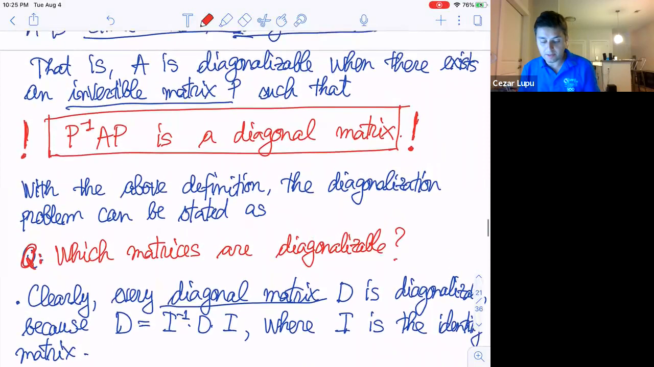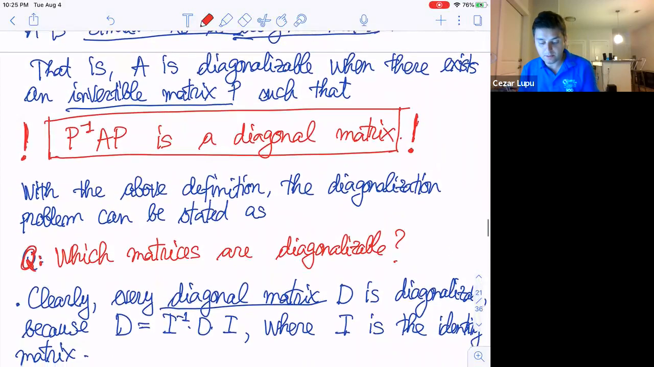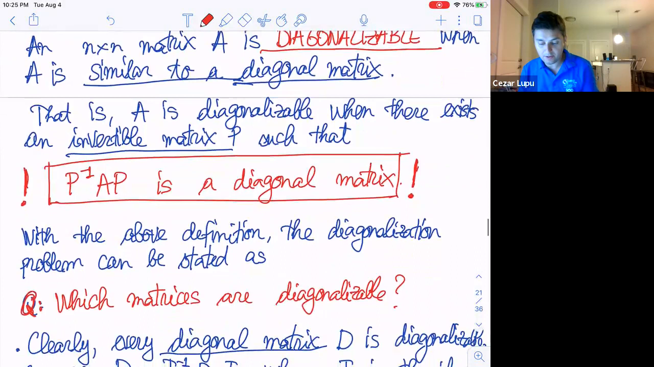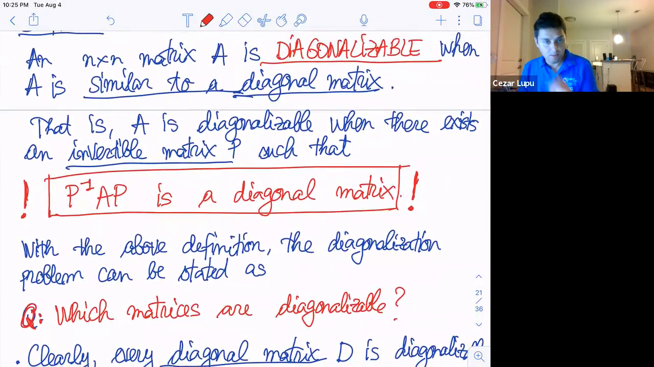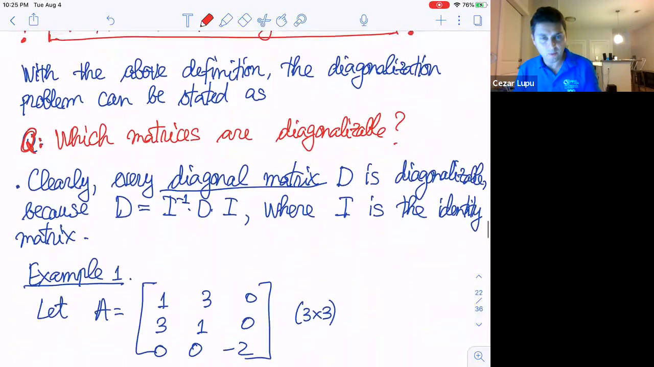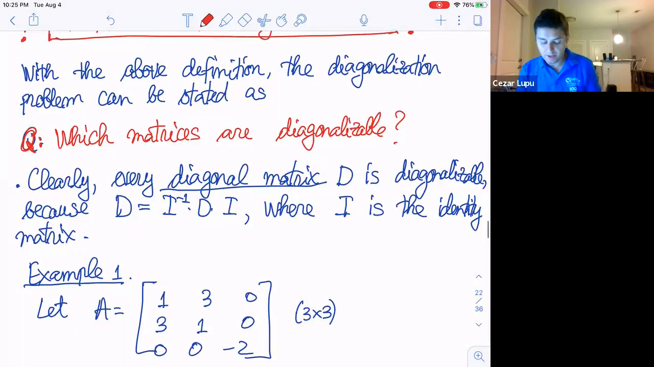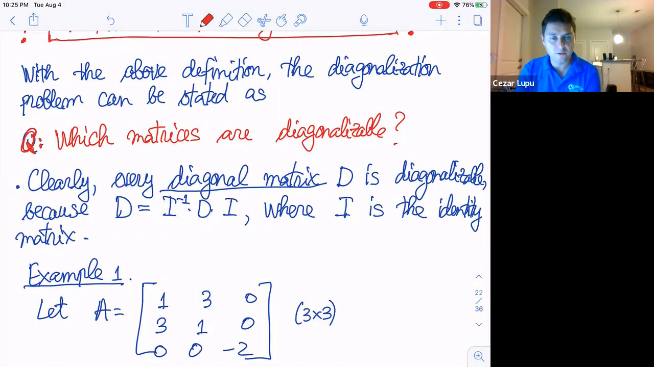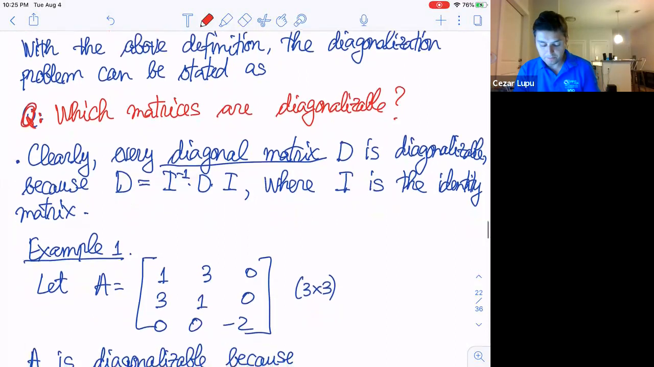And now let's give some examples. So this is the definition, and keep in mind the definition. I want to give some examples now, and let's start with example number 1. I think we have seen this matrix before in a different context, a 3 by 3 matrix. The matrix A is given by, on the first row, 1, 3, 0. On the second row, 3, 1, 0. And then on the third row, 0, 0, negative 2. Again, a 3 by 3.